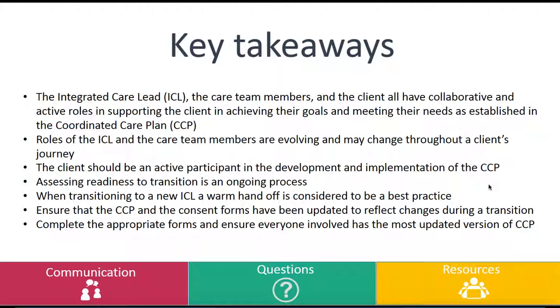Complete the appropriate forms and ensure that everyone involved has the most updated version of the Coordinated Care Plan.